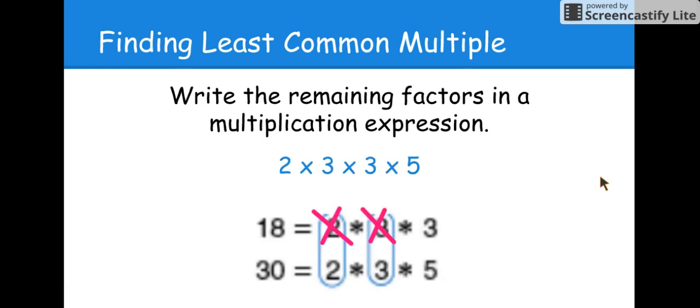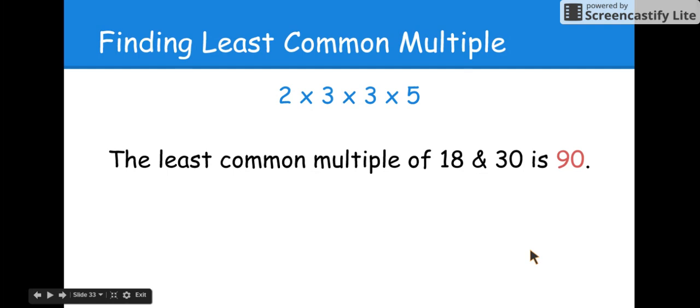Now rewrite the remaining factors in a multiplication expression. So the factors that are left over are 2 times 3 times 3 times 5. The least common multiple of 18 and 30 is 90, because 2 times 3 times 3 times 5 is 90.